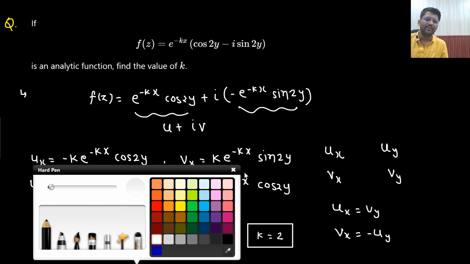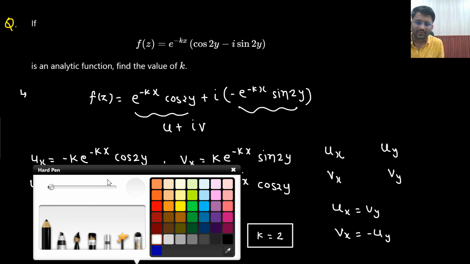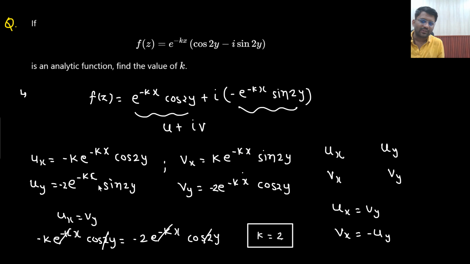From here as well you can see sin 2y same, e to the power minus kx, e to the power minus kx same. k will be equal to plus 2, because here you will use the negative sign, no? Because vx is equal to minus uy. So here you will use the negative sign. So k is coming out to be 2 only. So this is the answer. Very simple question. k is 2.